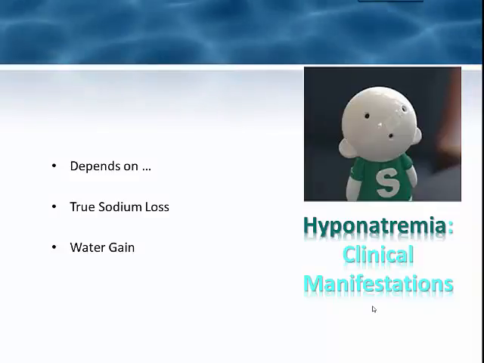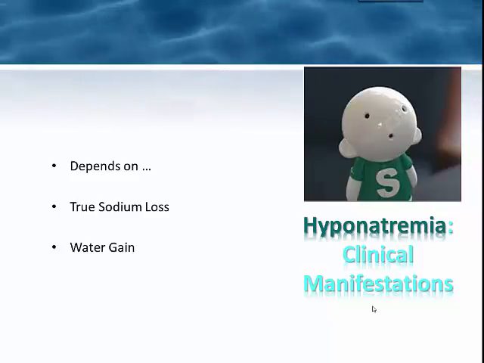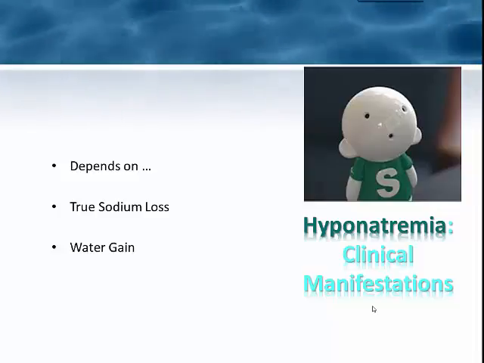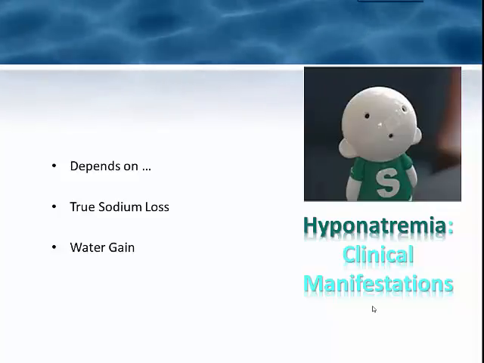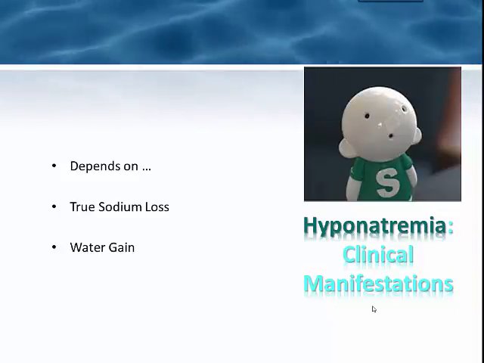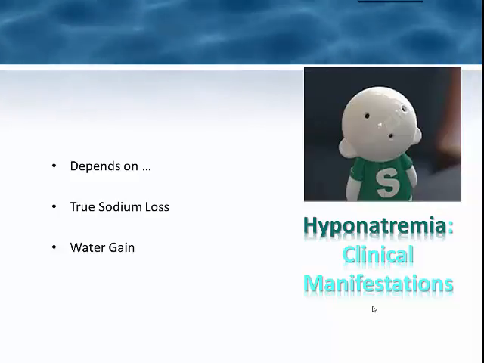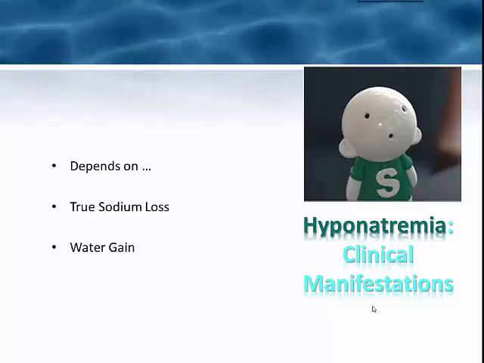Dilutional hyponatremia is usually associated with fluid volume excess. Again, if you're remembering the signs and symptoms of those, with fluid volume excess we would have edema, crackles in the lungs, ascites, JVD, and neurological changes. And those are related to the osmotic water shift that occurs. So dilute extracellular fluid causes water to shift into the intracellular fluid.